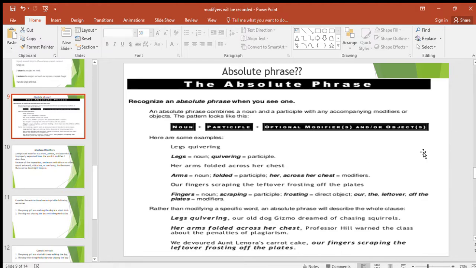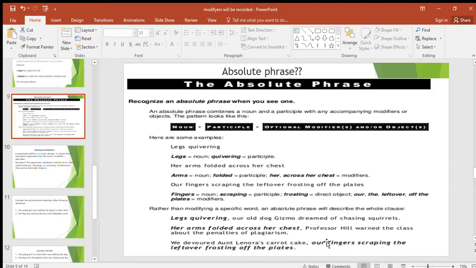So examples: Legs quivering, our old dog Gizmo dreamed of chasing squirrels. We devoured Aunt Lenora's carrot cake, our fingers scraping the leftover frosting off the plates.